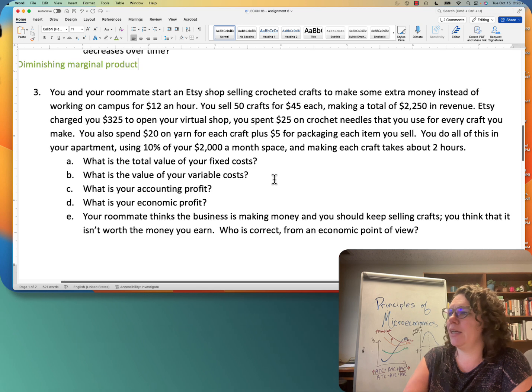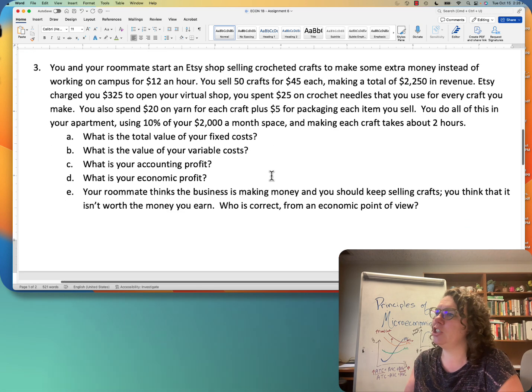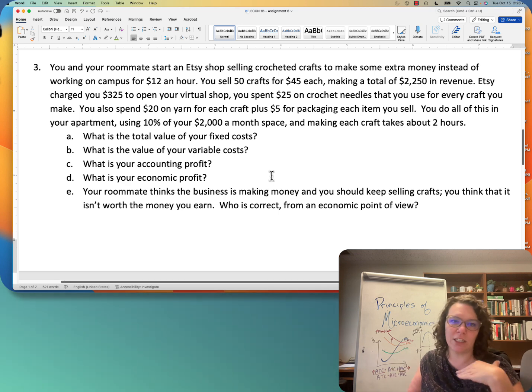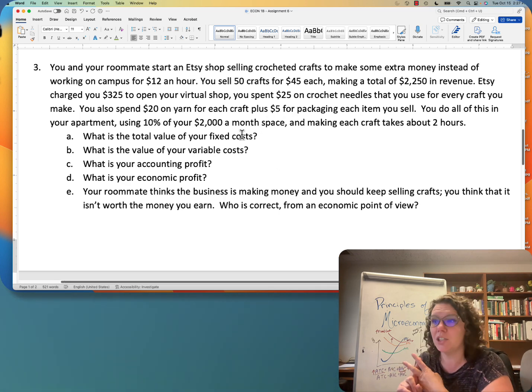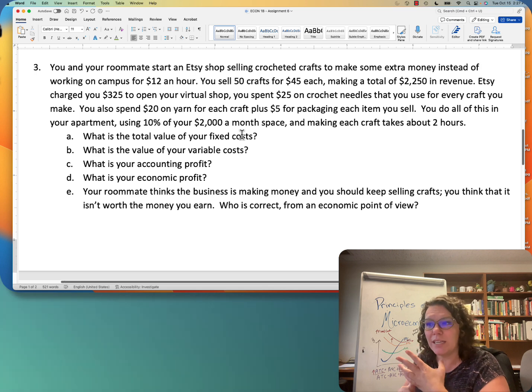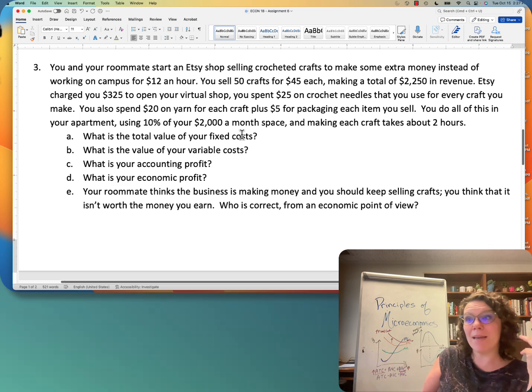Okay, this next problem was a little bit of a tougher cookie in some ways. The idea here is that we have a person doing small level production, and I'm going to ask what fixed costs are, what variable costs are, what's accounting profit, what's economic profit, and then the last question is, is this business making money or not? And does it depend on how we measure that?